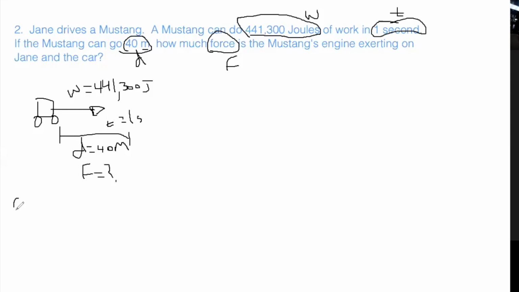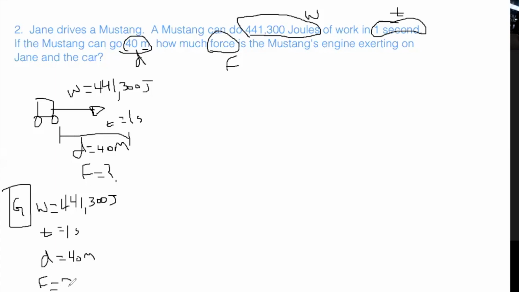Okay, so the next step is our givens. So we've been given work equals 441,300 joules. We've been given a time equals 1 second. And we've been given a distance equals 40 meters. And force equals question mark. Okay, so this is our unknown. Givens, unknown. Now we need to pick an equation.